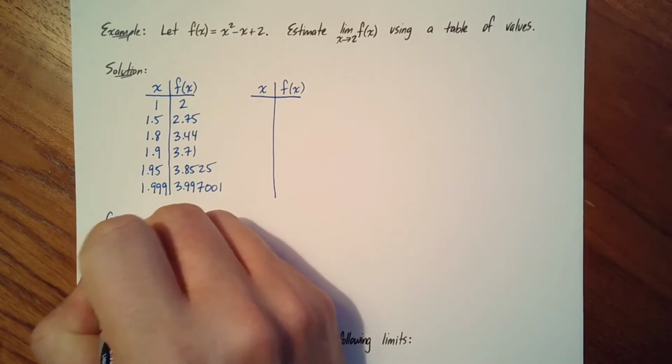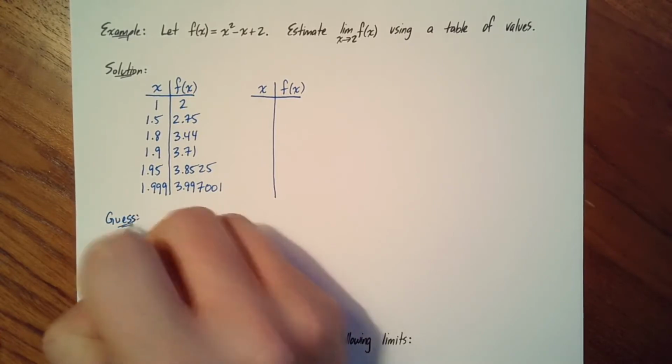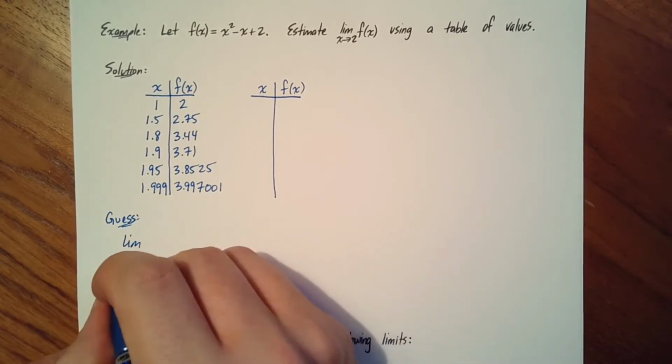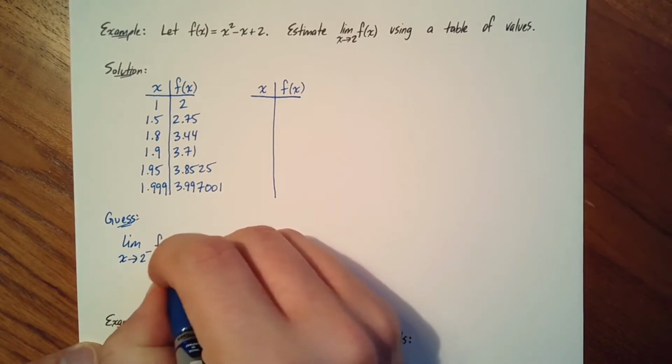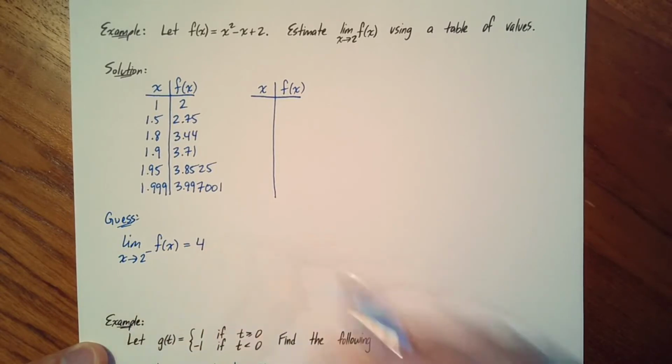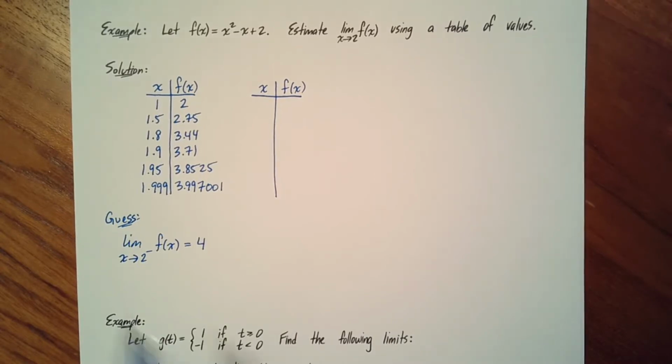So that's what we're going to do here. We're going to guess that the limit as x approaches 2 from the left of f of x is equal to 4. Like I said, we're not totally sure. It's not absolute, but we have a pretty good idea, and we can feel pretty good about that guess. But it is just a guess. I really want to emphasize that. This is not a calculation.